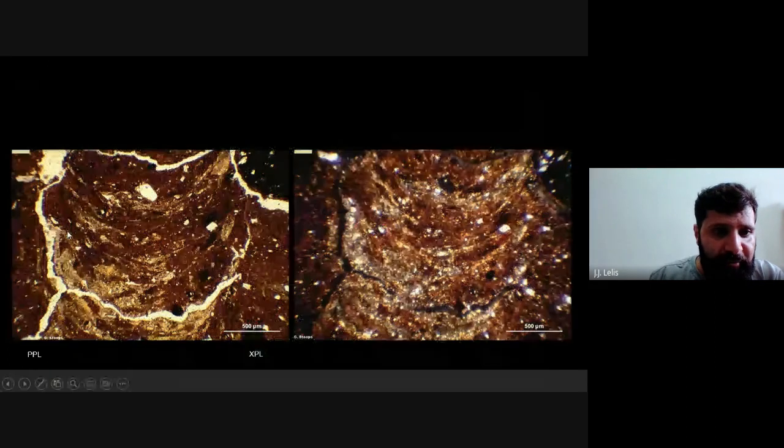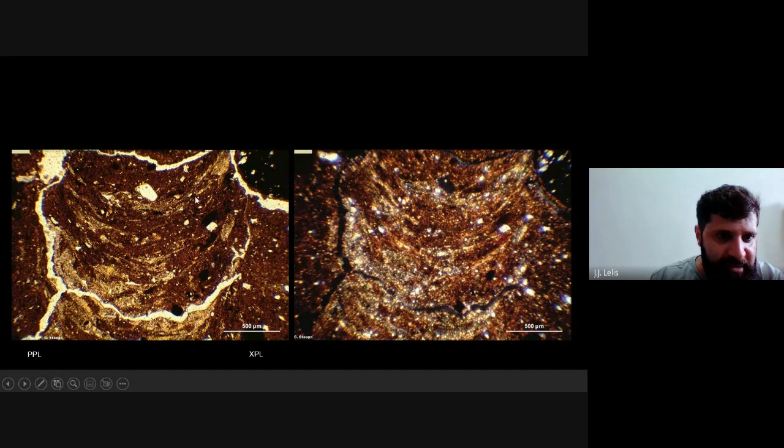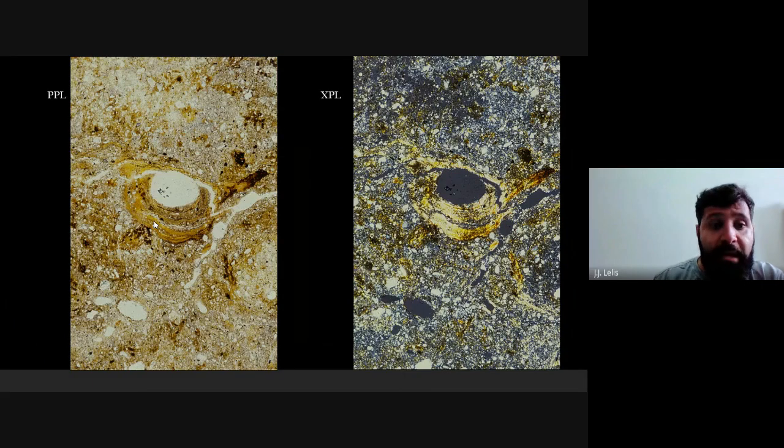Here we have some pedofeatures, some pedotubules, that also express biological activity, because we see these layers of material that are organized by animals. Here we can see other pedofeatures that were created by animals or roots.